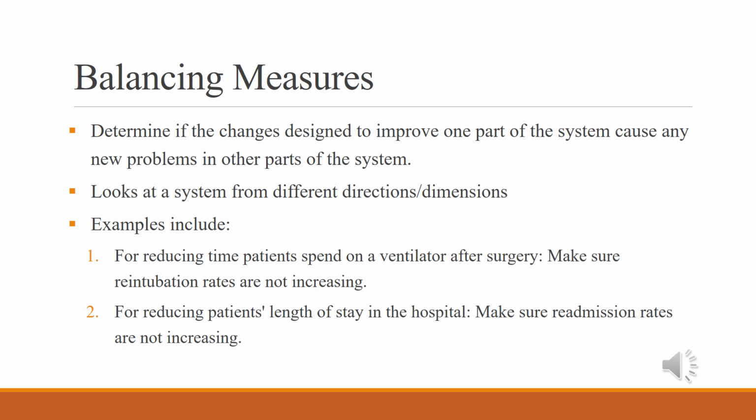It sounds very complex, but a good example to give you is probably medication and its side effects. For example, morphine: the intended effect is to promote pain relief, but the side effects are probably that the patient will experience nausea and vomiting. So balancing measures are very important to help you look at the system from different directions and dimensions. These are some examples that I have given you in the slides to help you understand a bit more about balancing measures.